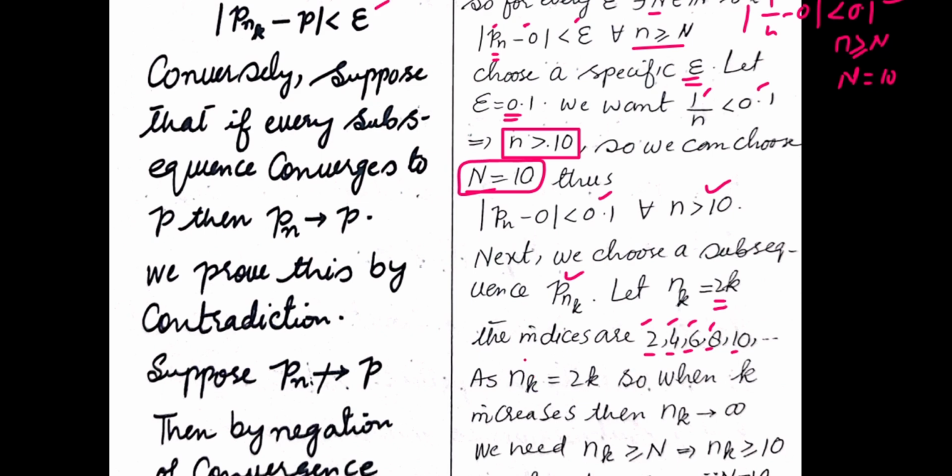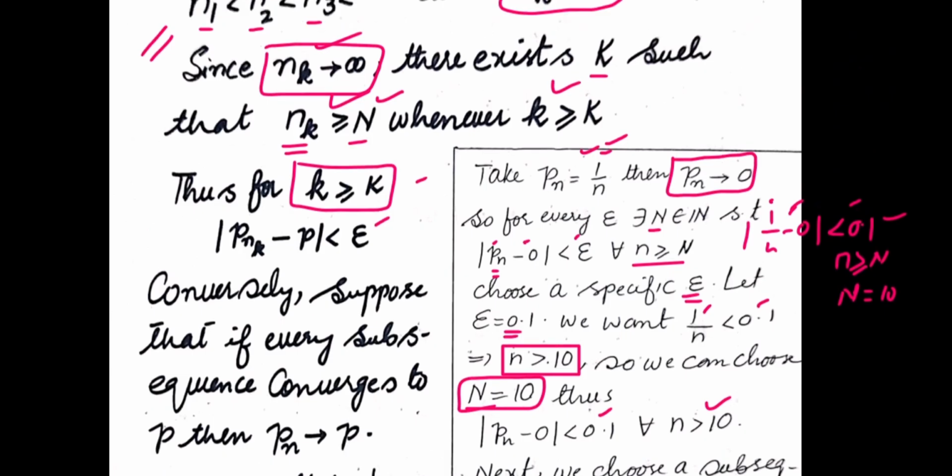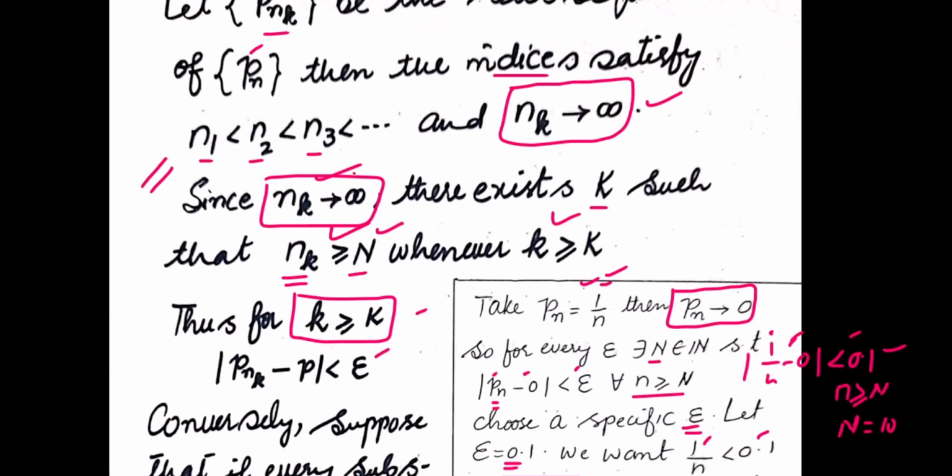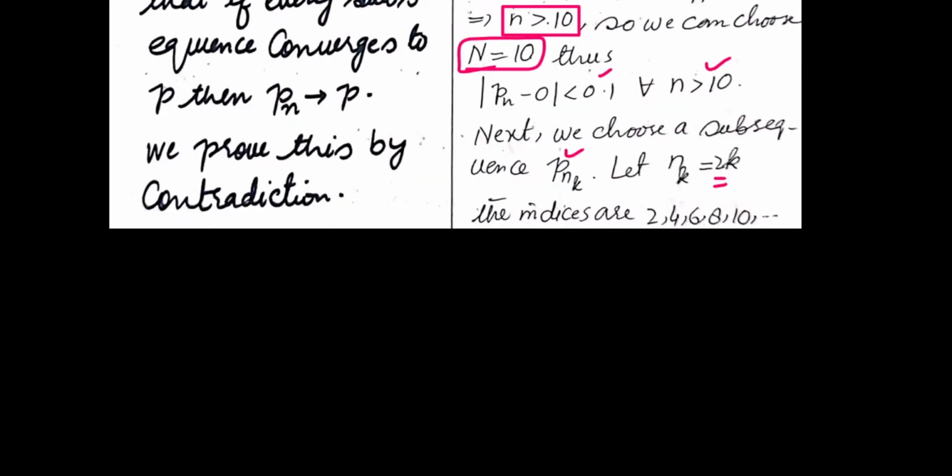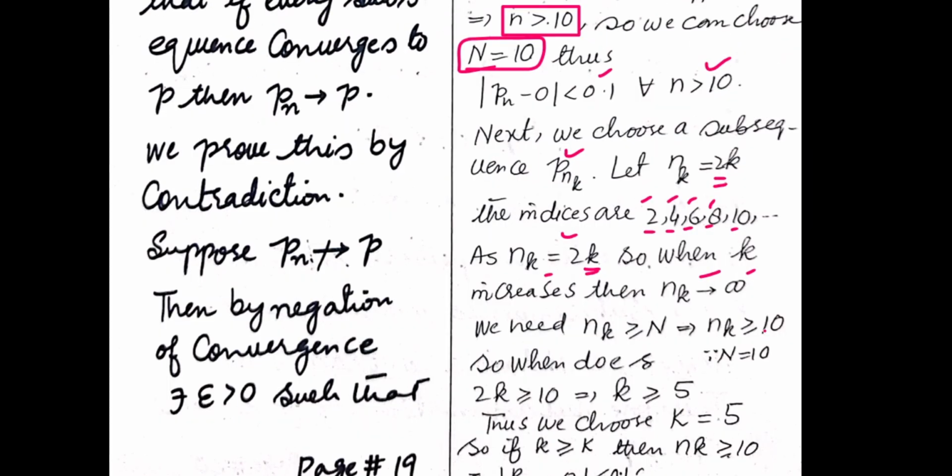As nk is equal to 2k, when k increases, then nk approaches infinity. Clearly, when k approaches infinity here, then your nk approaches infinity here. So this is the first thing that may confuse you, why here nk approaches infinity. So from this example you can notice that when your k approaches infinity, then your nk approaches infinity.